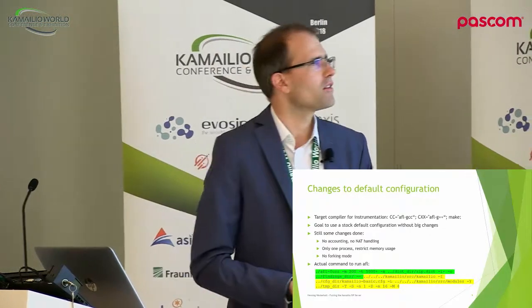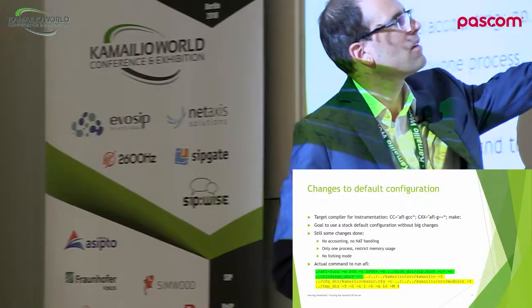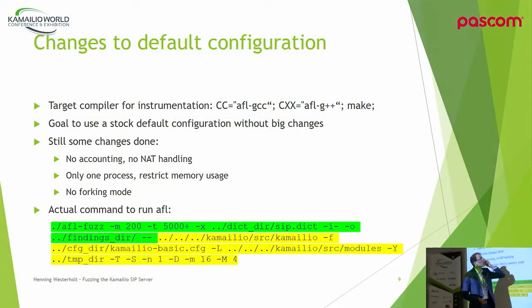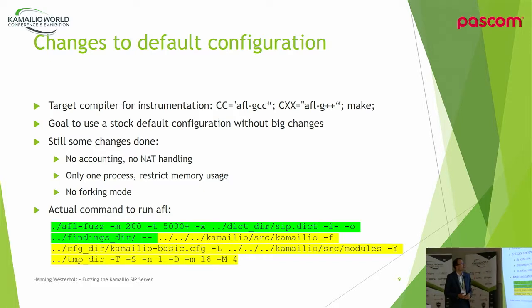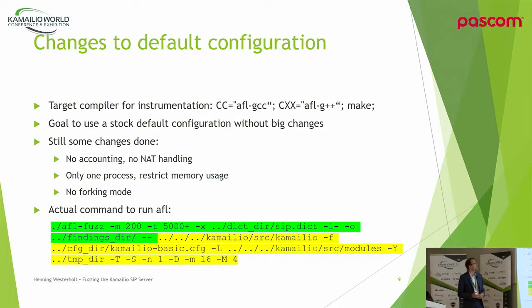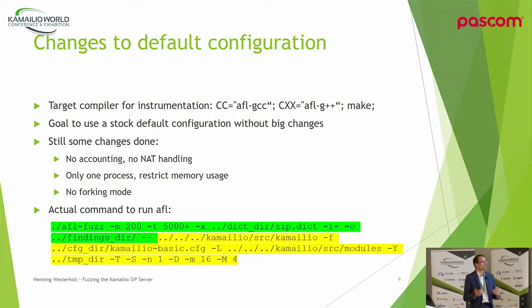So if you have done this, you will need to compile Kamailio with this AFL GCC. And we have also one module which is implemented in C++. So I also added the G++ alias here. So you just specify these aliases and then do make modules in Kamailio. And then you have a Kamailio which is working, but it's also instrumented with this AFL code.